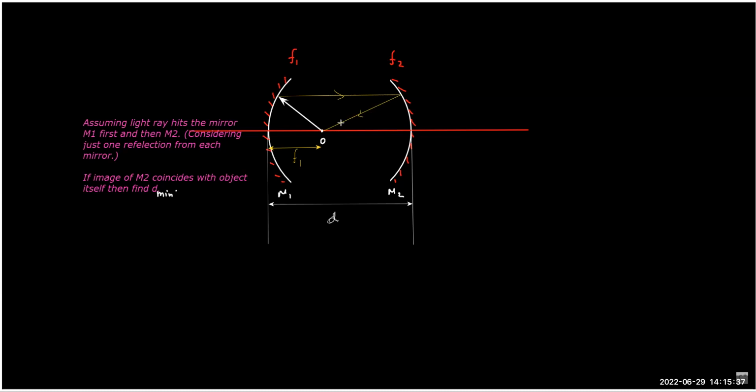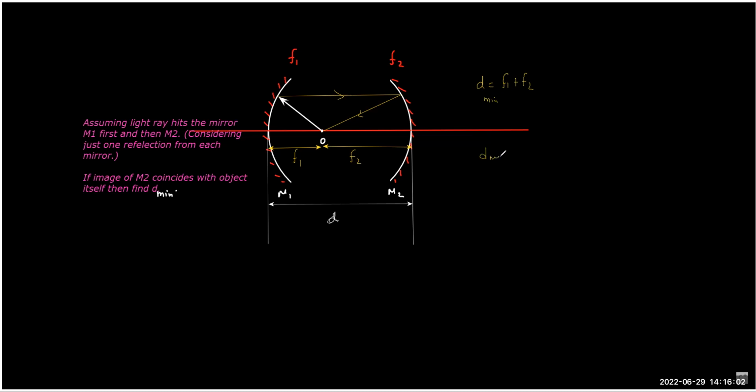And so the distance is how much? You can clearly see. So d turns out to be f1 plus f2. The other answer could be if O is the center of curvature of both. Because if O is the center of curvature of both mirrors, the image will be there only. So d minimum will be this much.